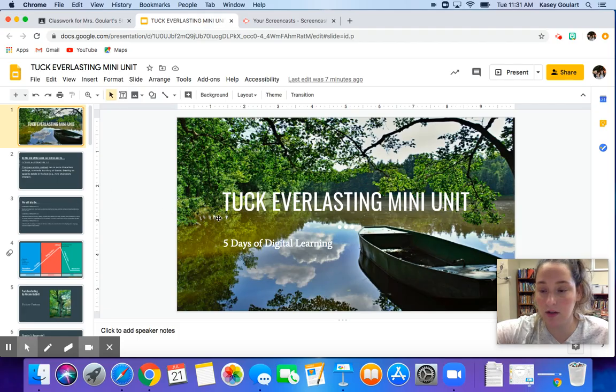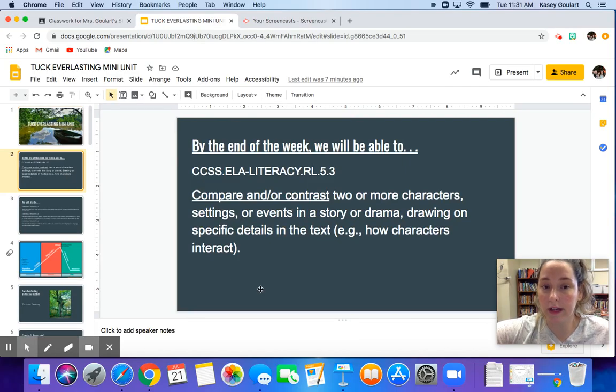Tuck Everlasting is a novel. We are reading chapter 1 of Tuck Everlasting and using chapter 1 for all 5 days. Slide 2, if you want to go ahead and click there, by the end of the week, we're going to be able to compare and or contrast 2 or more characters, settings, or events in the story or drama, drawing specific details in the text, finding text evidence to prove our answer.